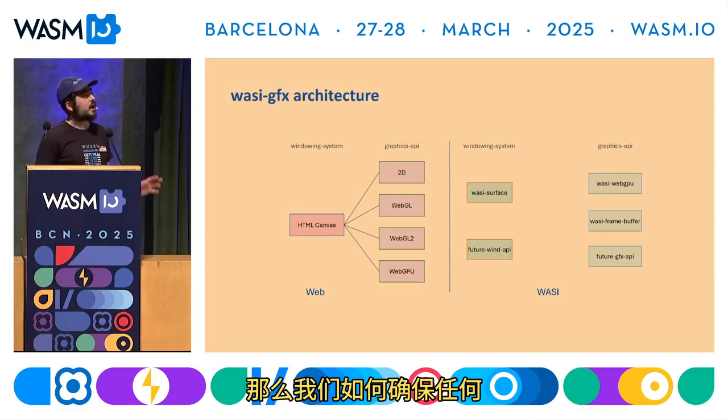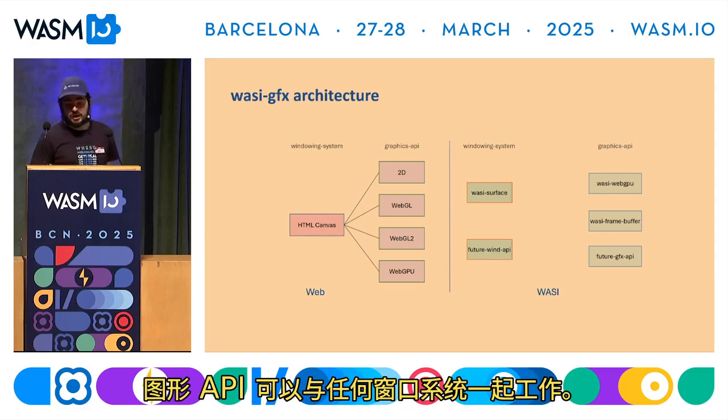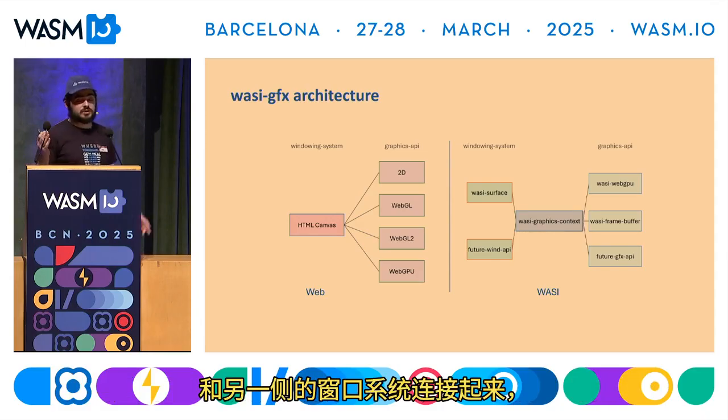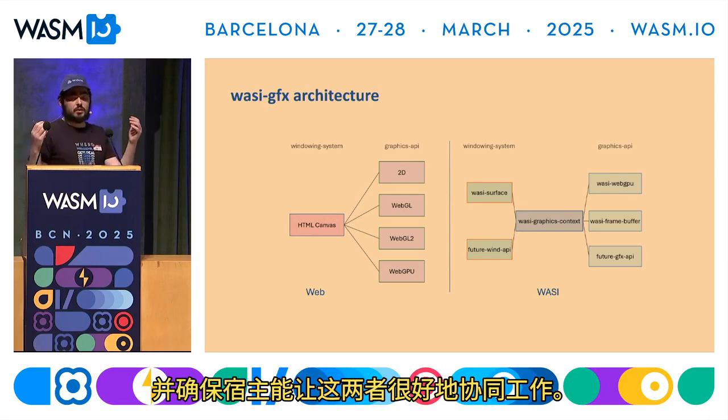So how do we make sure that any graphics API can work with any windowing system? That's where WASI Graphics Context comes in. All WASI Graphics Context does is take the graphics API on one side, the windowing system on the other side, and the host is in charge of making sure that these two work nicely together.